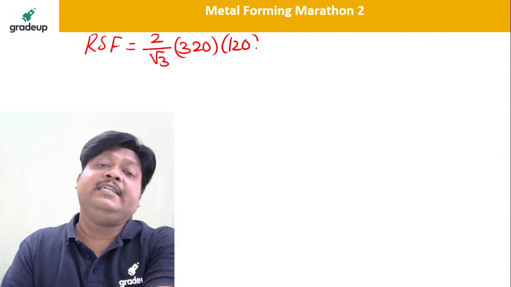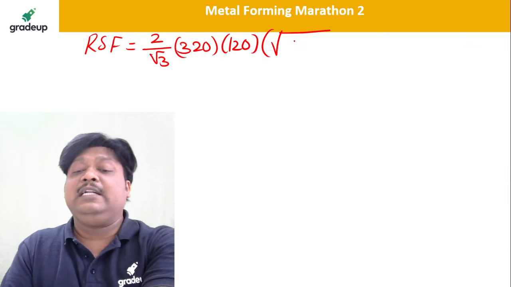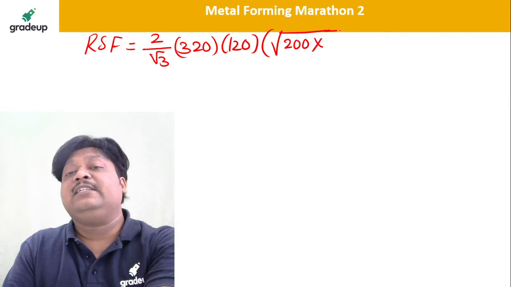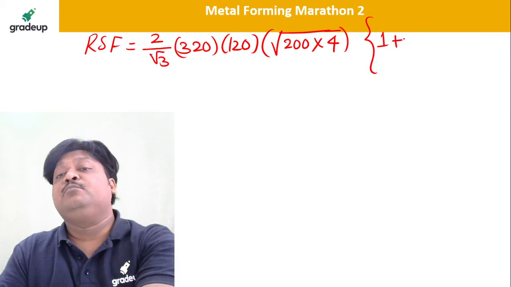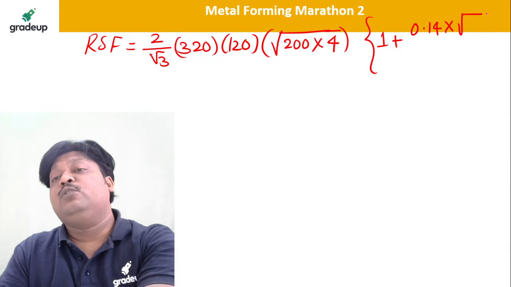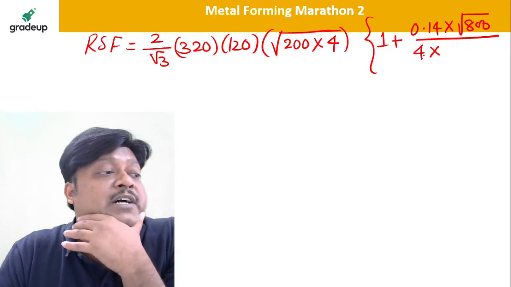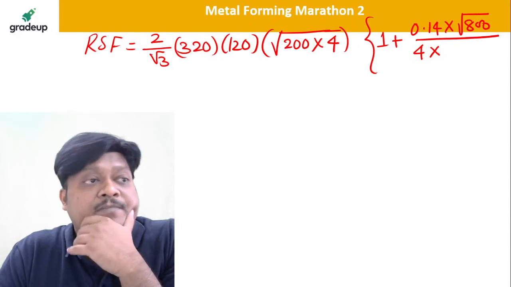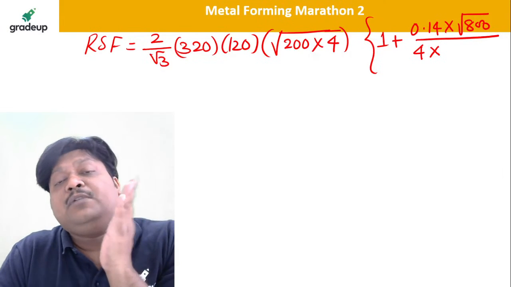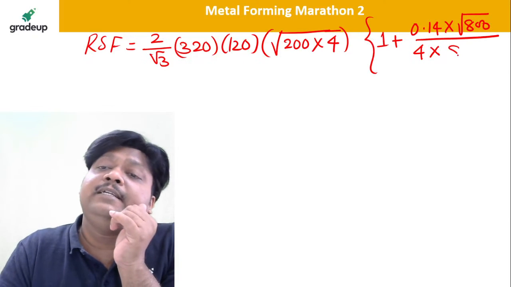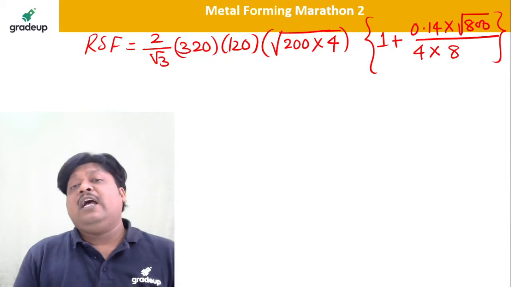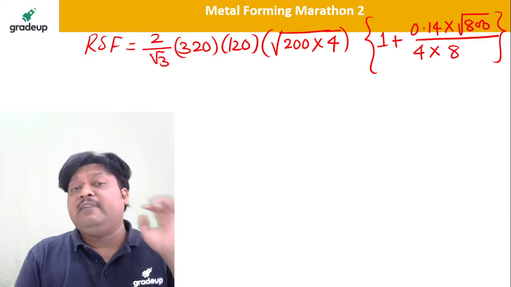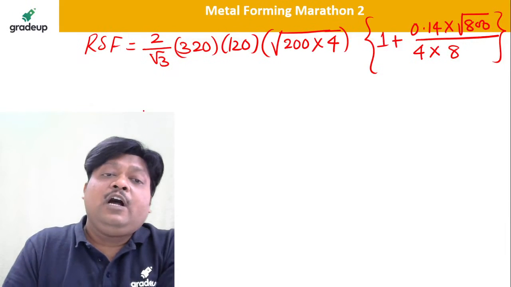B is 120, into LP, which is under root R delta H. R is 200 into delta H, 10 minus 6, it is 4. Into bracket 1 plus mu, which is 0.14, into LP, which is root over 800, divided by 4 into H average. H average is how much? Initial thickness 10, final thickness 6, so 10 plus 6, 16 divided by 2. That will be 8 millimeter. Calculate this force and tell me. I'm not going to do the calculation on my own. Please, you tell me the value. Tell me how much is the force?